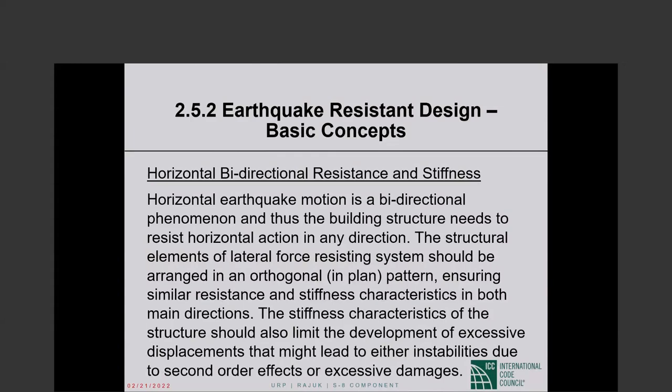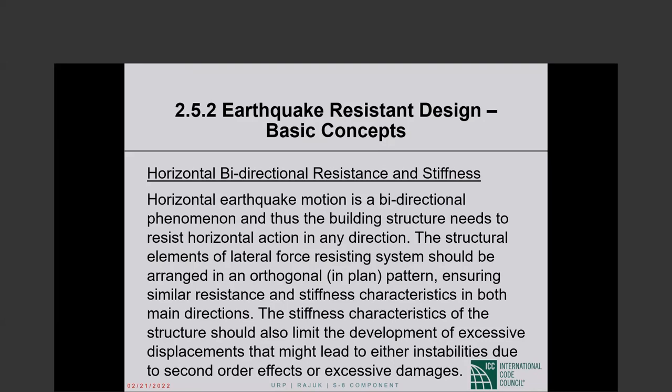The next item, this is also from section 2.5.2 of BNBC, horizontal bidirectional resistance and stiffness. So horizontal earthquake motion is a bidirectional phenomenon, and thus the building structure needs to resist horizontal action in any direction. I actually discussed that with you under orthogonal load effects. Remember, I don't remember whether it was the last time or the time before, but orthogonal load effects take care of exactly what BNBC is talking about here. The provisions are not in BNBC, but I give them to you.